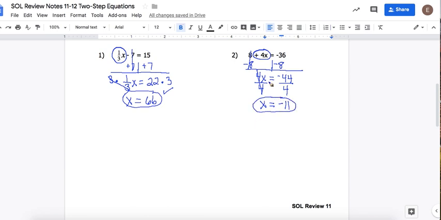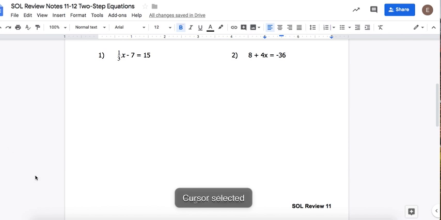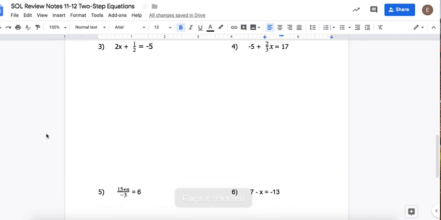Now let's double check to make sure it's correct. I would type into my calculator 8 plus 4 times negative 11 and hit equals. The calculator says negative 36, so I know my answer is correct. Okay, turn it over to the back side, and let's look at some more examples.